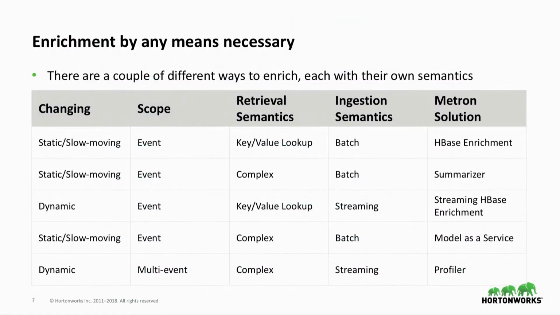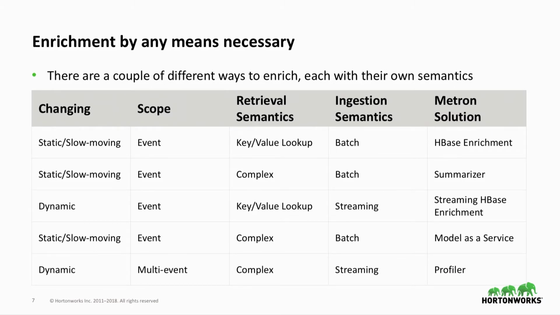Okay, so I built this table of the different ways. So really what Metron is about is enrichment and bringing in as much context into the data as it flows by as possible. So if you have static data like exports from an asset database, you would use an HBase enrichment. So you export that.